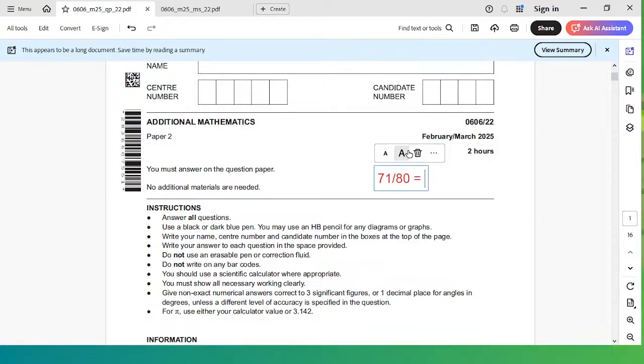Or roughly about, I'll say 89.99. Let's just put the calculator. 88.75. Or in this case, 89%. Right.